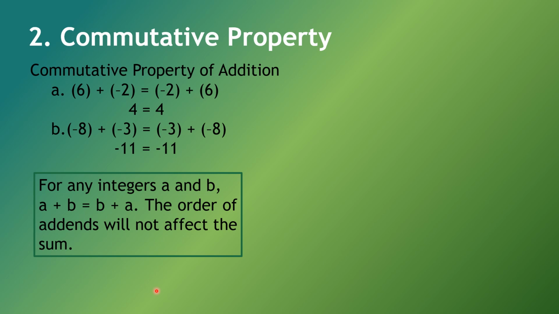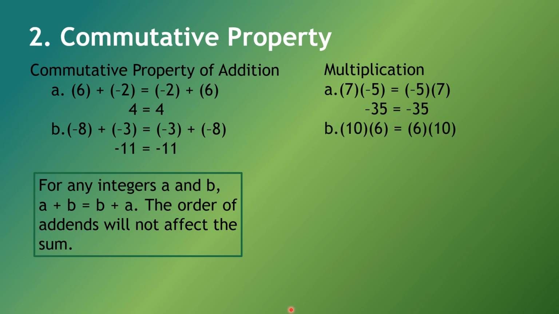Next, commutative property of multiplication. Example, 7 times negative 5 is equal to negative 5 times 7. Sa rule ng multiplication, kapag magkaiba ng sign ang dalawang number, the answer is negative. So the answer here is negative 35 is equal to negative 35. 10 times 6 is equal to 6 times 10. Parehong positive ang dalawang number, so the answer is 60 is equal to 60.